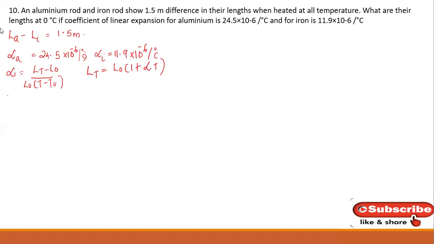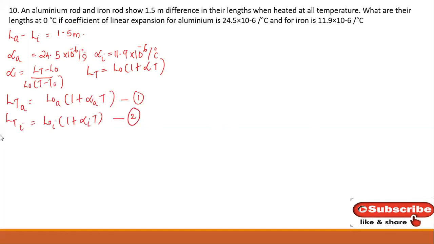So for aluminum, we can write LT of aluminum, the length at T degrees Celsius, is L0 aluminum into 1 plus alpha A into T. Let it be equation number 1. And for iron, we can write LT of iron is L0I into 1 plus alpha I into T. Let it be equation number 2.